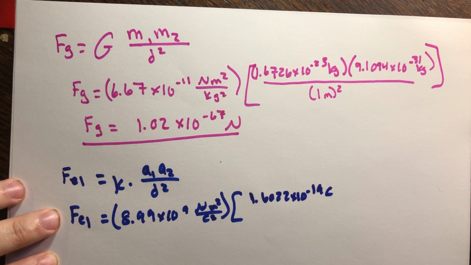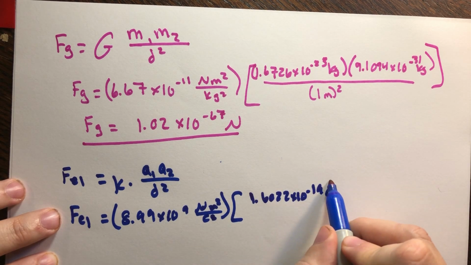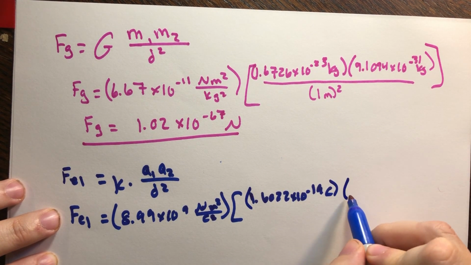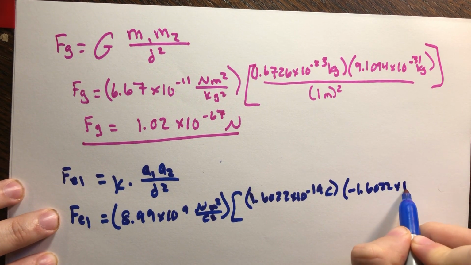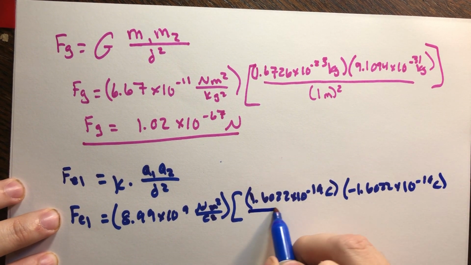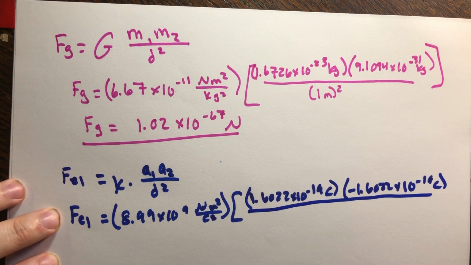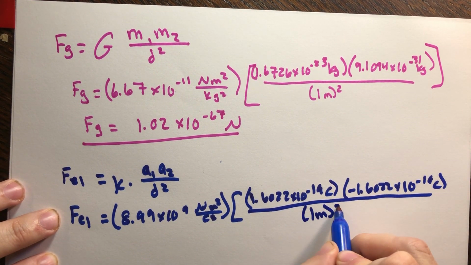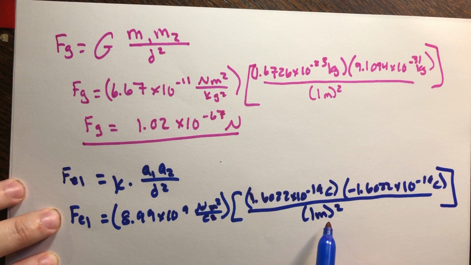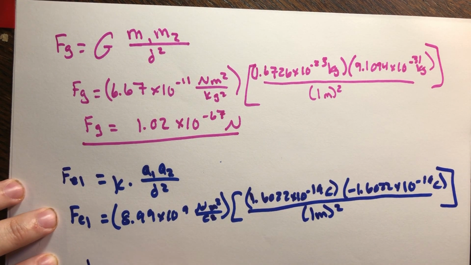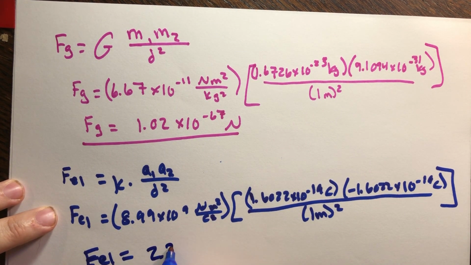We multiply that by the same thing again, except it's going to be a negative 1.6022 times 10 to the negative 19th. And again, the distance between them has not changed. It is still 1 meter, and we still square that. So coulombs squared and meters squared cancel out, and we're left with newtons. The electric force is therefore 2.31 times 10 to the negative 28th newtons.